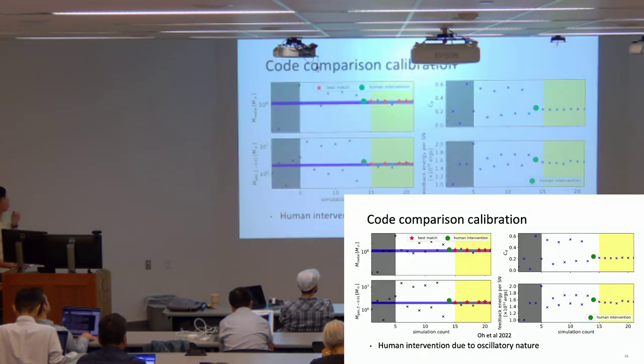Then, as I was saying, we did the code comparison for the metal diffusion between grid-based and mesh, grid-based and particle-based codes. On the left is the difference in the simulated properties, and on the right is the input to the machine. So you see here there's this oscillatory behavior that's given by the machine. If you were a human user, you would see that this is just an oscillation. So you would put in, using human intervention, something in the middle, and that's what we did. And as soon as we put in that human intervention, you see that the machine starts performing according to what we want.